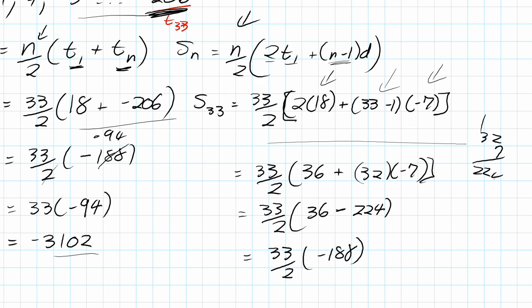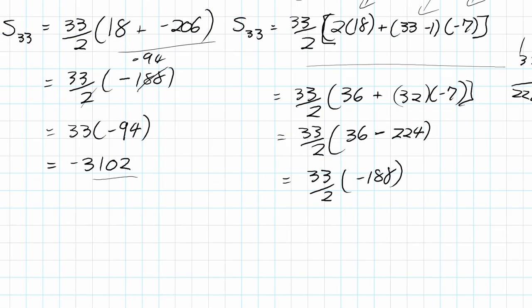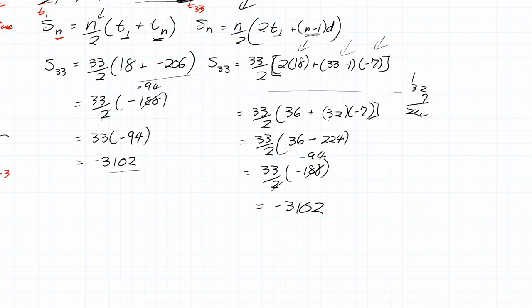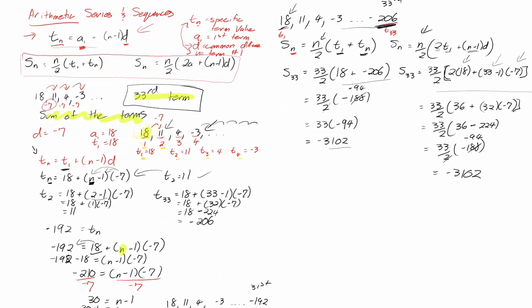The exact same thing we got before. Good. We're already where we were in the last one. I do a little reduction here. Negative 94. And we end up with negative 3,102. So those are just two examples of how to use those formulas.